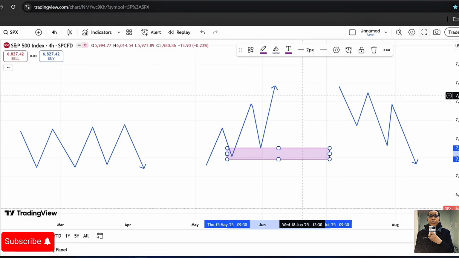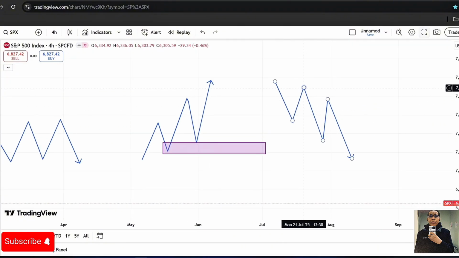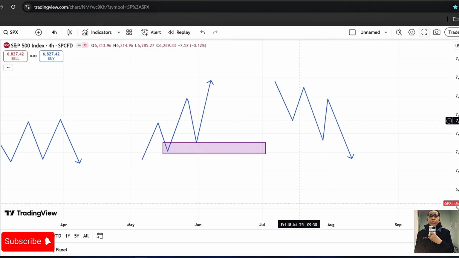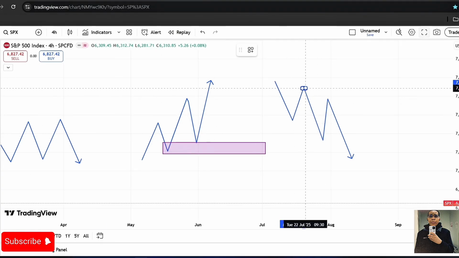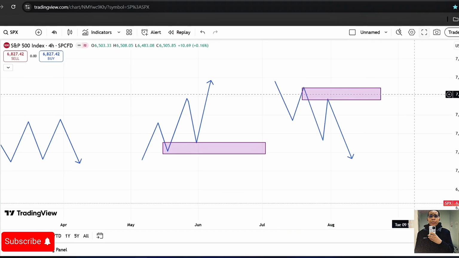So let's talk about the supply zone. This is the opposite of a demand zone: a price area where sellers overwhelm buyers, and price drops strongly with large momentum from the zone. We're talking about something like this. Price falls aggressively, breaks the structure, and then price comes back to retest this supply zone.